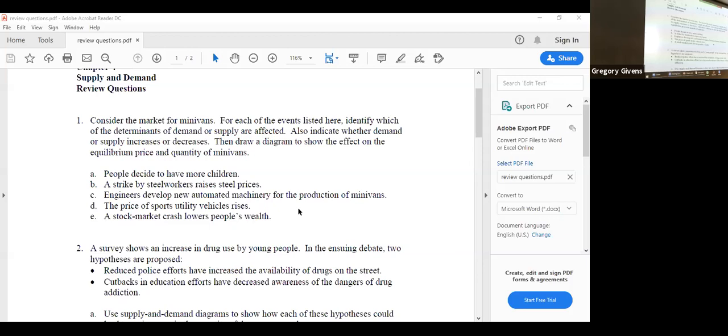Yeah, SUVs and minivans might be regarded by some people as substitute products. So if SUV prices rise, some consumers will shift away from the expensive item towards the cheaper item. That causes the demand schedule to shift to the right. And then, Sean, what happens?